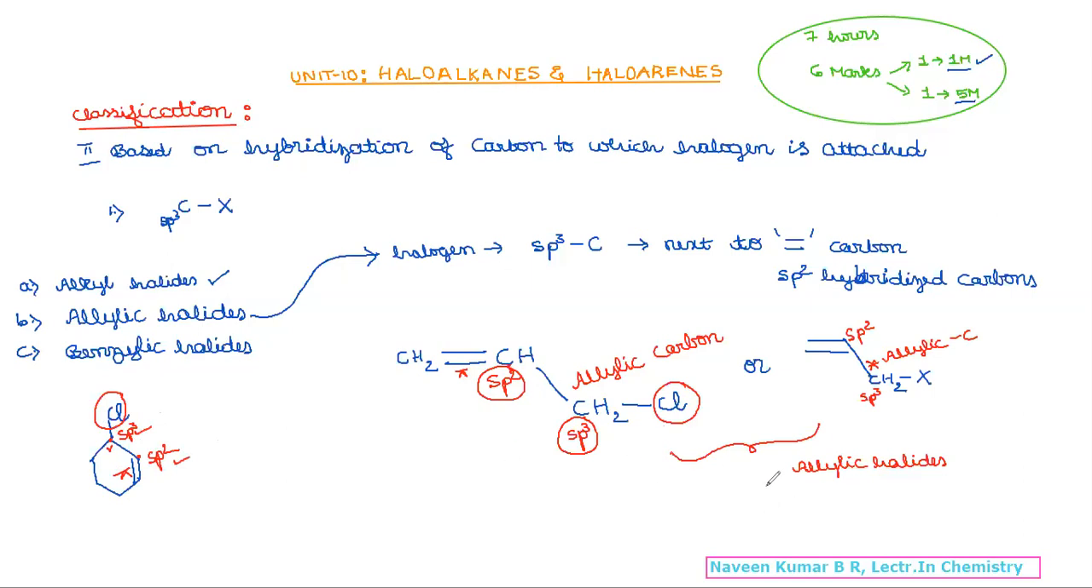So allylic halides are those in which the halogen atom is attached to an sp3 hybridized carbon, which is present next to a double bonded carbon. Try to remember this: the double bonded carbon should not belong to an aromatic ring. If it belongs to an aromatic ring, we get the other type that we'll observe next, benzylic halides. Hope these examples are clear now. So now we'll move to the next type. It is benzylic halides.